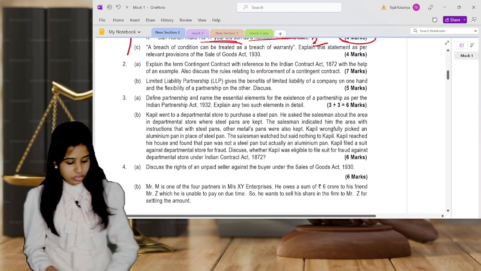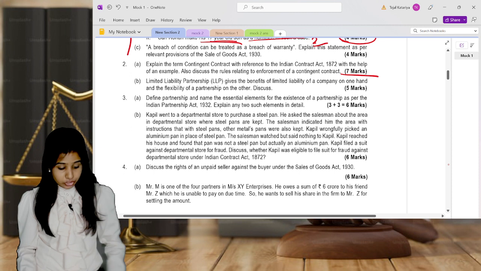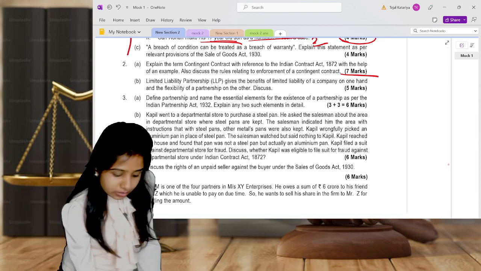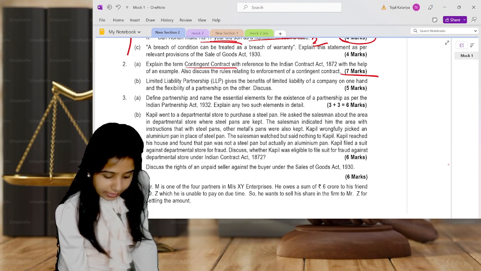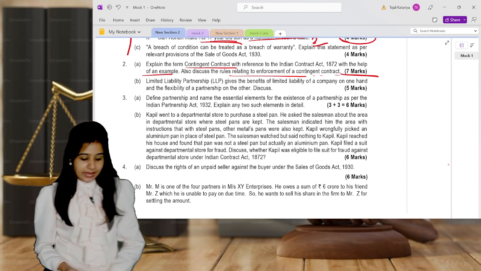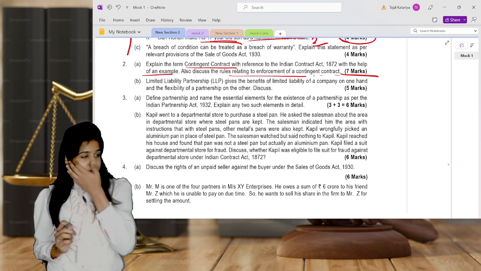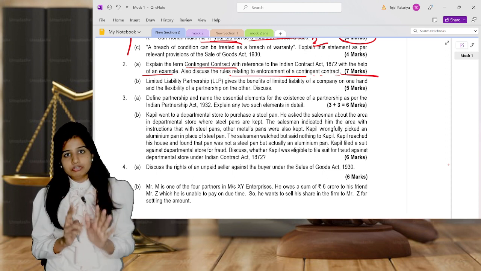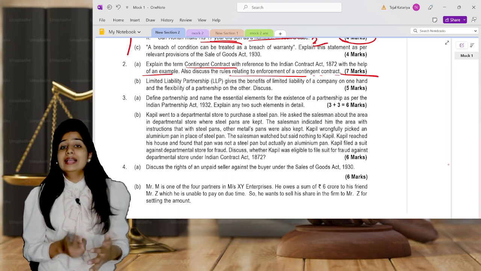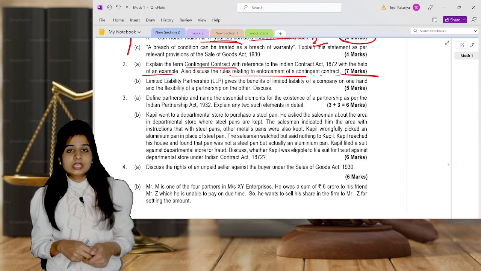The next is question number 2A. The question is for 7 marks almost, so you're supposed to write a lot. Here they are asking, explain the term contingent contract, and along with that you're supposed to give all the examples for that, and all the relating provisions of your contingent contract. So understand, first of all, 7-mark questions. The first 2 marks will be for writing what is a contingent contract, and the remaining 5 will be all the other points which we had in our module.